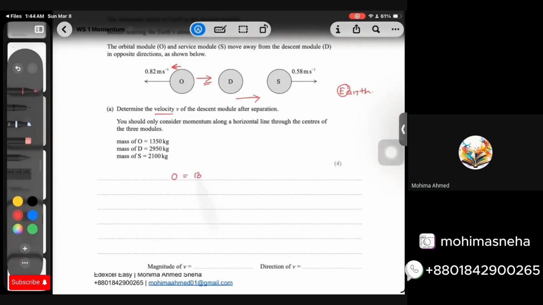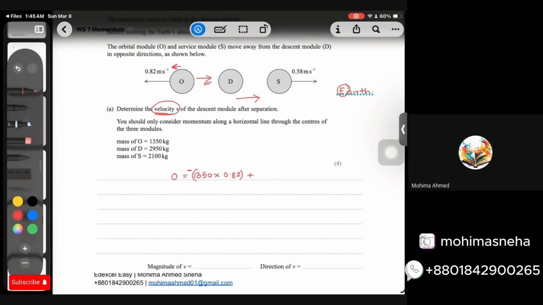Mass of O is 1350 times 0.82. This is the momentum of O. O is the only one moving in the upward direction. D and S will move in the downward direction. I understand that now, so I'm going to write again over here.